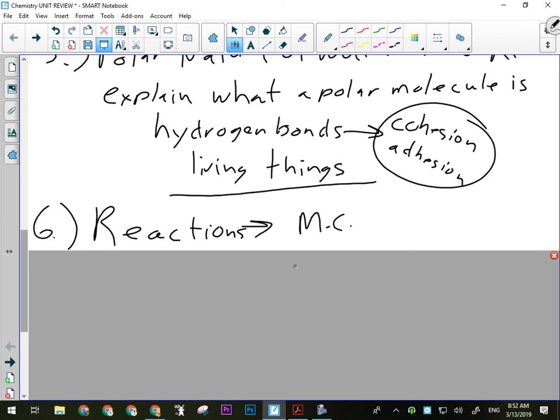It's huge. So you've got to be able to identify reaction types. You've got to be able to write them out in formula form, write them out in word form, balance them, predict them, all of that stuff. Those are crucial reaction skills. Basically, everything you were asked to do on that assignment you handed in to me this morning, that's all going to be on there.